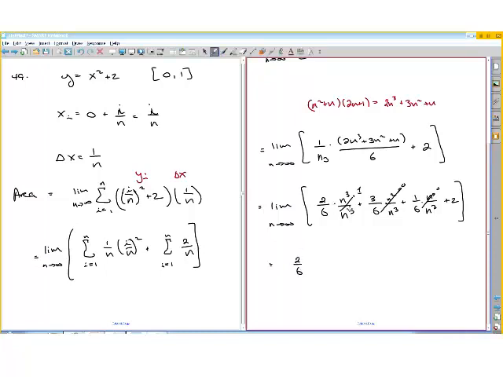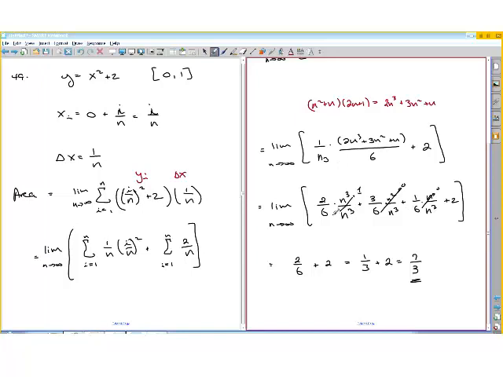So what we'll end up with is 2/6 from this first term, 2/6 times 1 plus 2 from the last term. That's 1/3 plus 2, which is 2 1/3, which is 7/3. So we get 7/3. So let's just check to see what the right answer is. So the answer is 7/3. Okay, so that's the way it works.